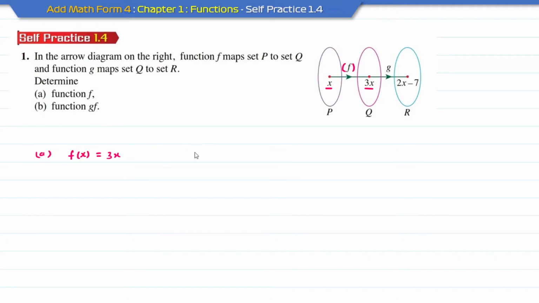B, the function gf, which is the composite function that is going to map set P to set R straight away. So based on the name gf, function f is the one that is going to be done first, followed by the function g. So in this case, the x here will become the object for the composite function gf, and then this 2x minus 7 is going to become the image of the gf. Therefore, the composite function gf(x) is equal to 2x minus 7.